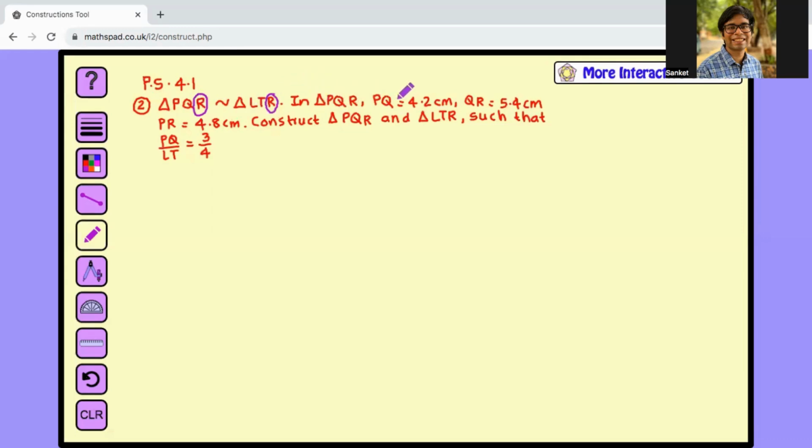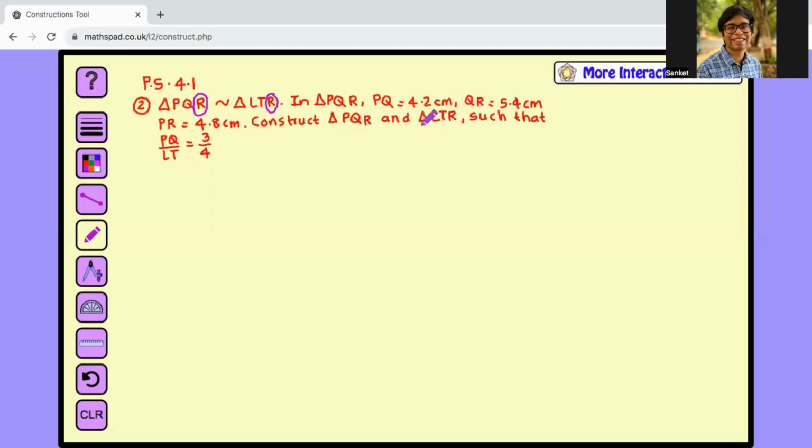In triangle PQR, PQ is 4.2 centimeter, QR is 5.4 centimeter, PR is 4.8 centimeter. So we have been given all three sides of triangle PQR so that we can construct triangle PQR very easily. Construct triangle PQR and triangle LTR. So they are asking us to construct both these triangles.